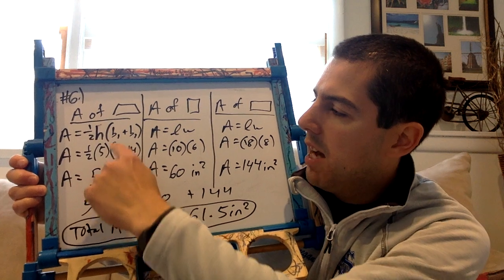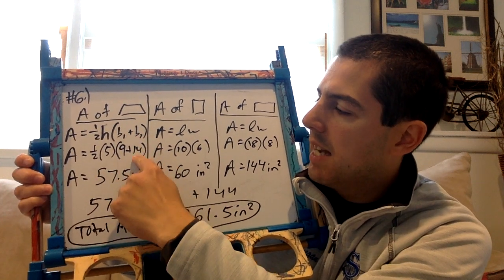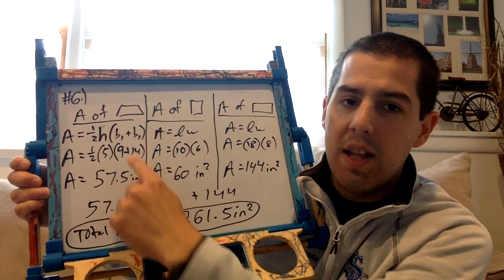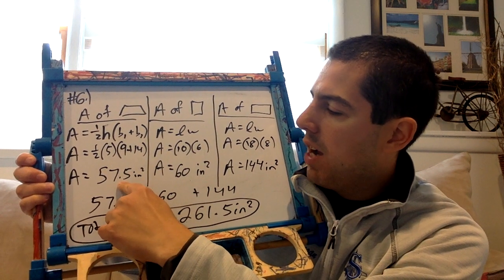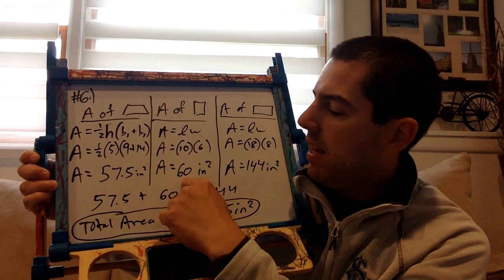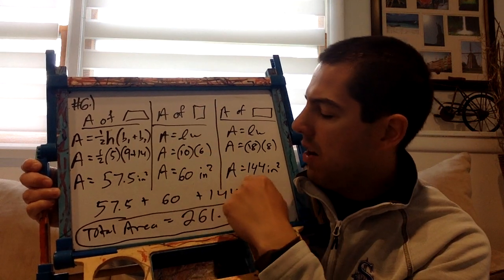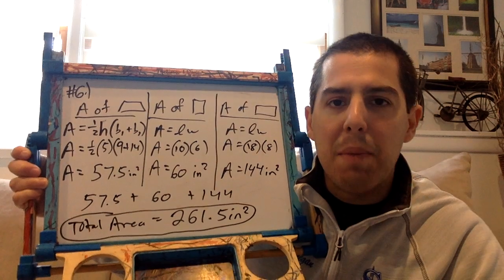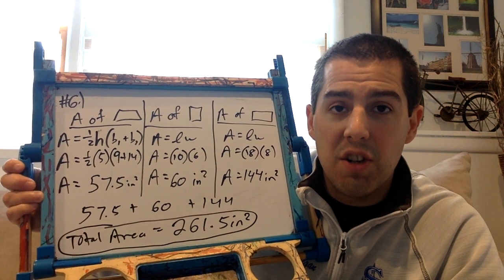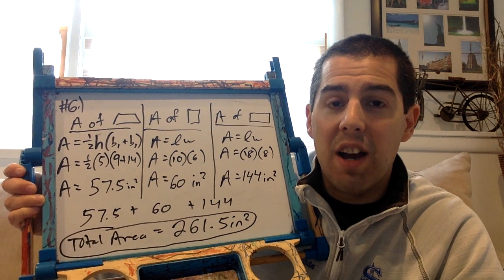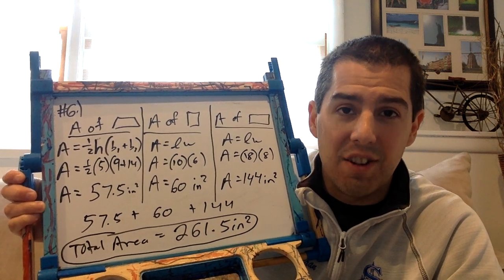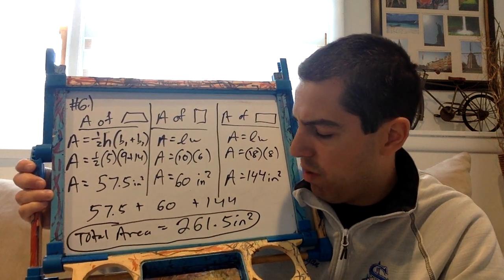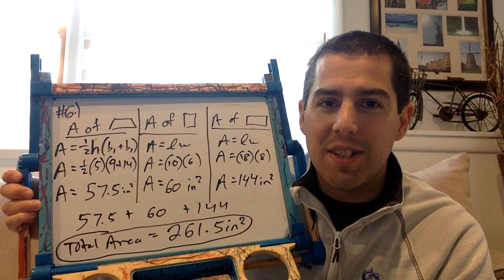5 was the height, 9 was the first base, 14 was the second base. I got that by adding 4 plus 6 plus 4. Then there's the area of the trapezoid, the area of the long rectangle going down, the area of the rectangle going across. It's the same idea. The area of composite figures is the area of each shape added together. So add them all up and I get a total area of 261.5 square inches.